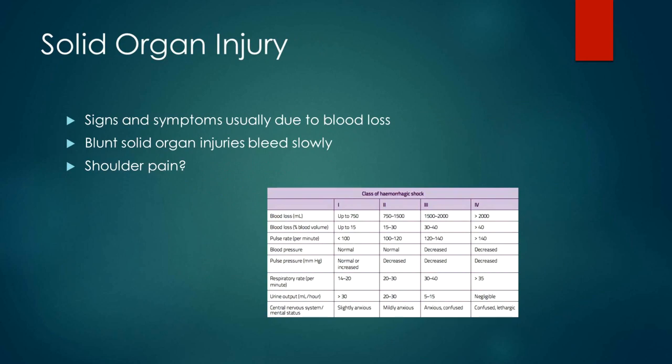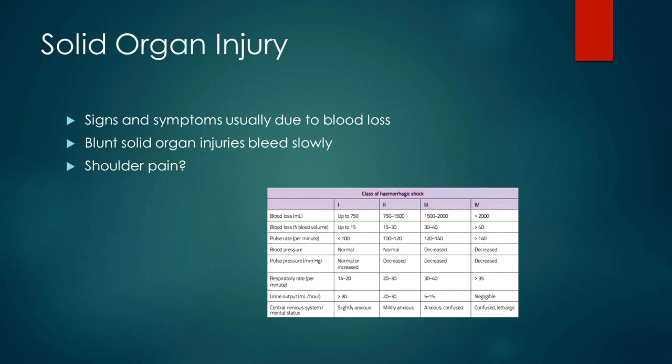So solid organ injuries, these are signs and symptoms usually due to blood loss. Blunt solid organ injuries bleed slowly, mainly liver lacerations. Sometimes you'll actually see these patients present with shoulder pain. So they'll complain of right shoulder pain following something, and it's because they actually have a blunt liver injury that's irritating the diaphragm and causing referred pain.